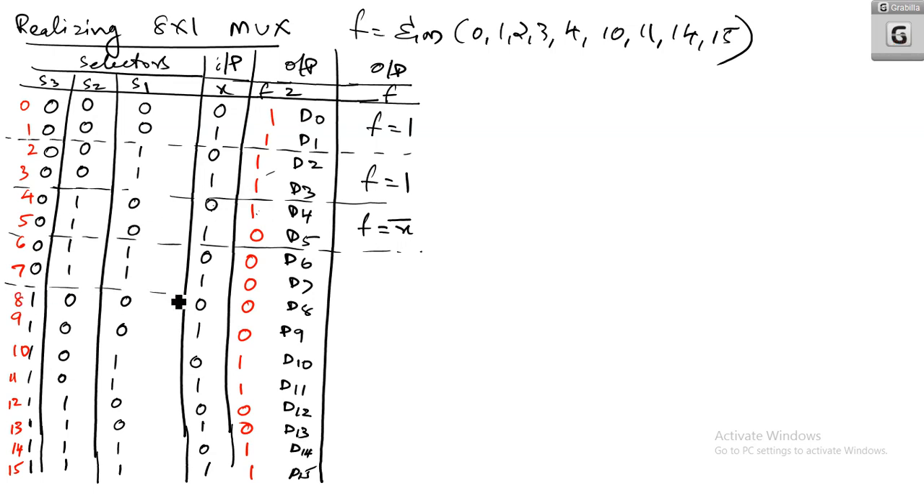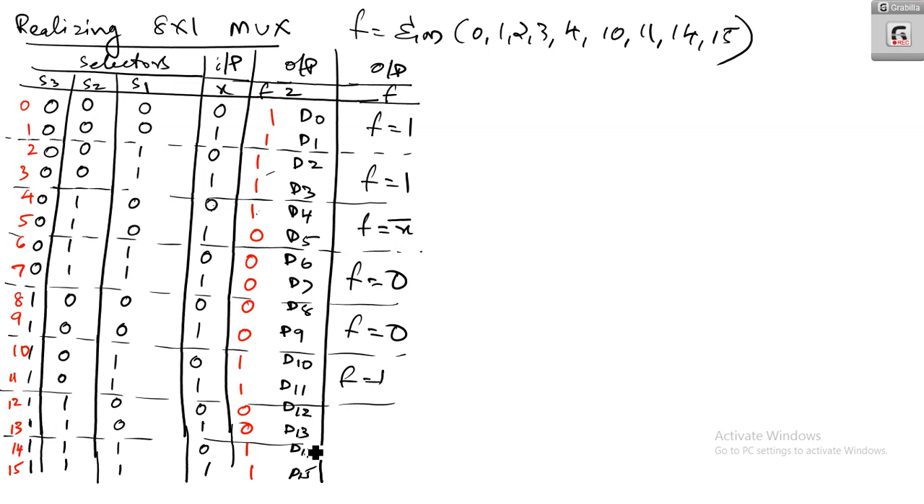Similarly, here what is the value of F? F is equal to 0. Here also the output F is equal to 0. Here the output is F equal to 1. Here the output is F equal to 0. Here F is equal to 1.